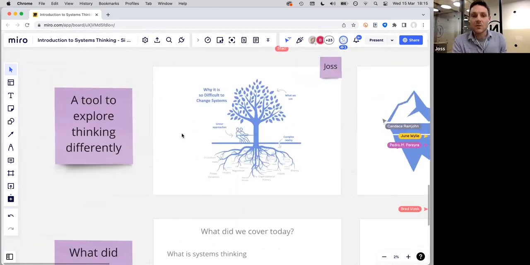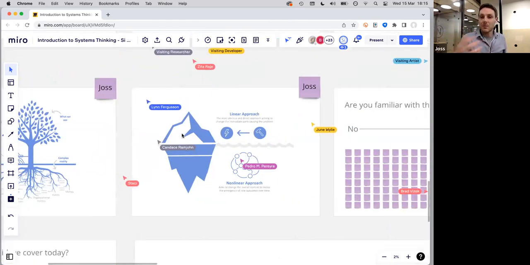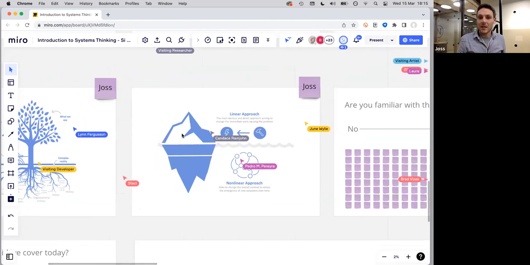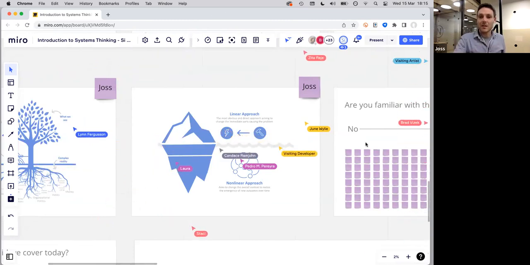So, tools to explore thinking differently. The iceberg model we have here. Hopefully you've heard of this already. It's quite popular and well known.